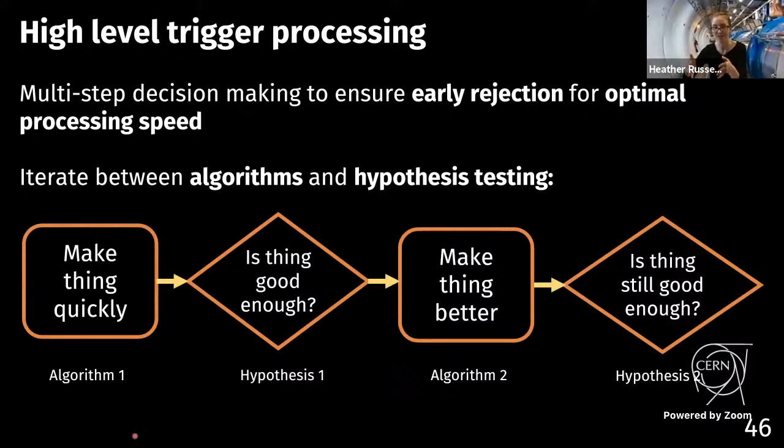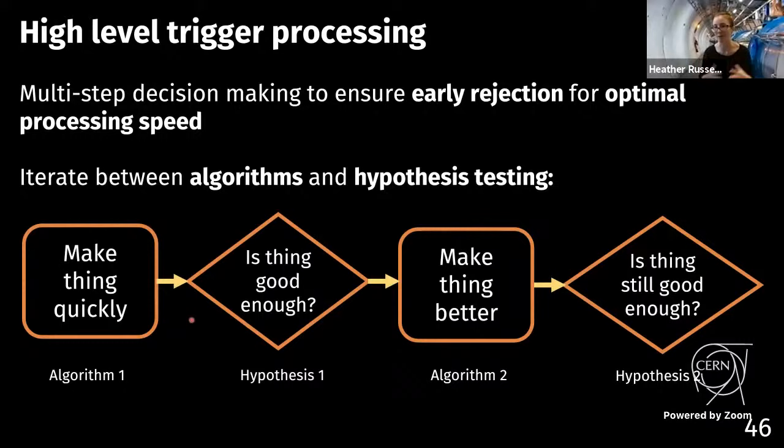Let's make it better. We'll run some slightly slower code that does a better job and see if the thing is still there. So we made a better thing and then we can check again. Is this thing still good enough? And if it is, we might write it out to disk. And if it's not, then we reject. In this way, on each hypothesis, we're reducing the rate we're processing. So we never do things we don't have to. That helps us use our 100,000 cores as optimally as we can, and allows us to come up with some really clever, fun things. If we can do everything as fast as possible, occasionally we'll be able to put some neat reconstruction on and make something that might be a little too slow otherwise.